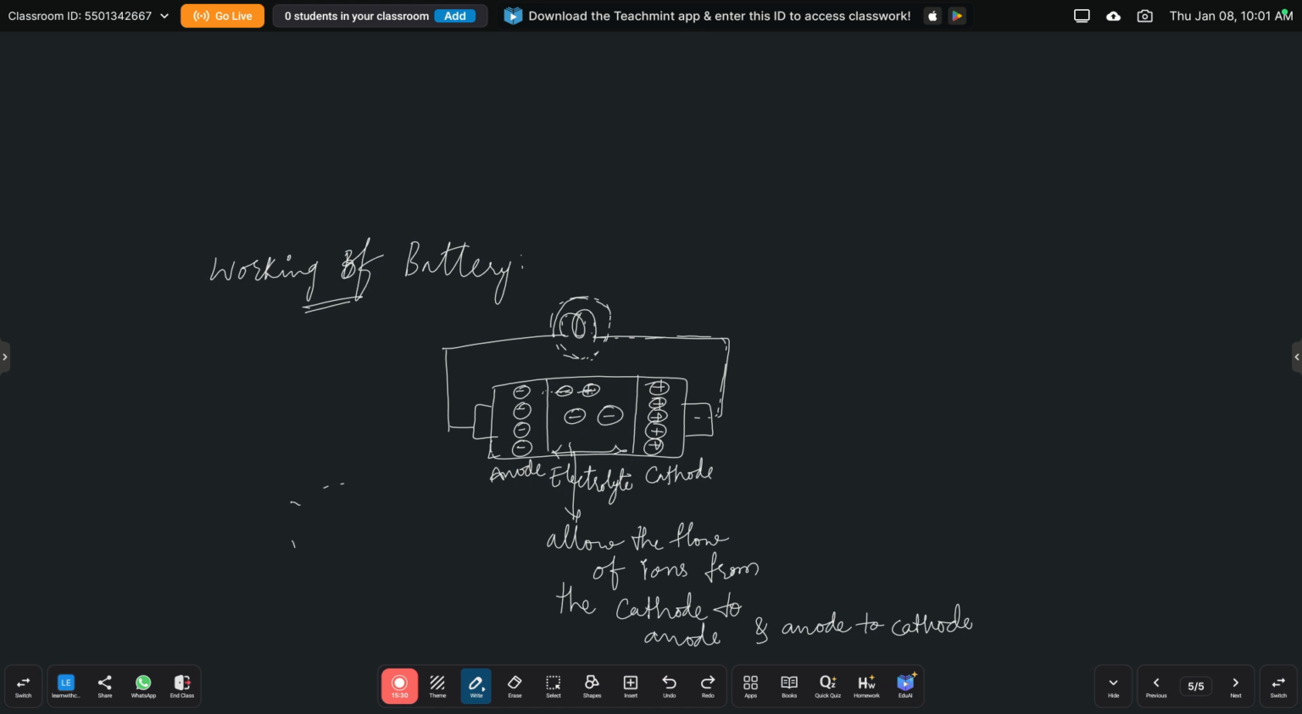We already discussed the types of batteries, that is the primary and secondary batteries. Now we will discuss the types of primary batteries and the types of secondary batteries individually.